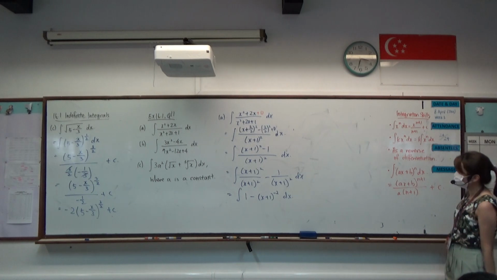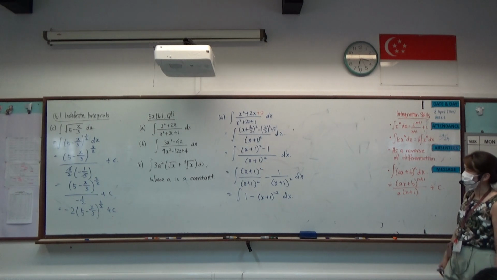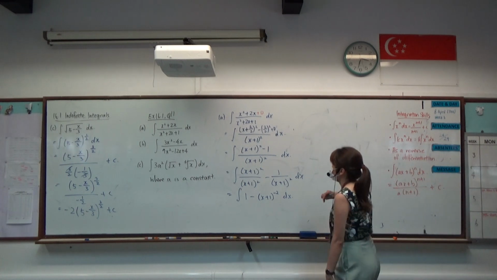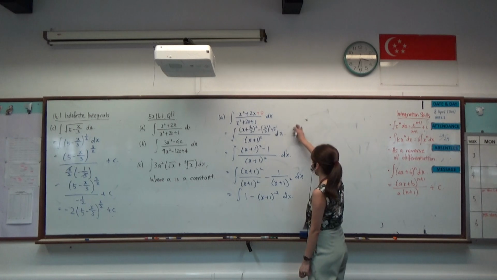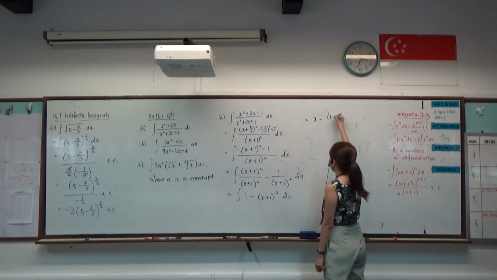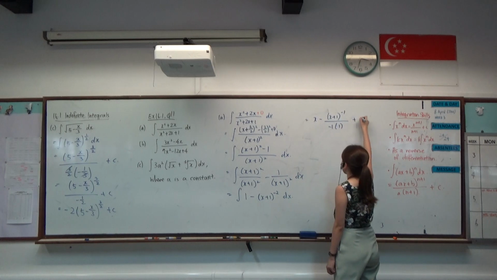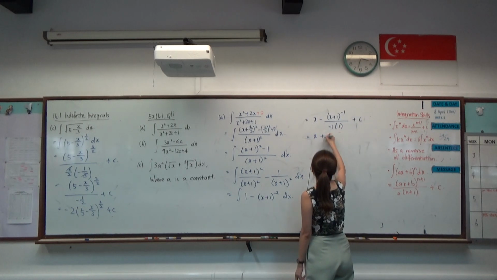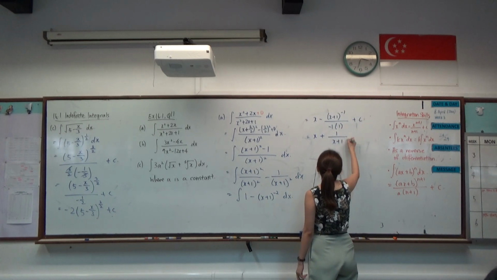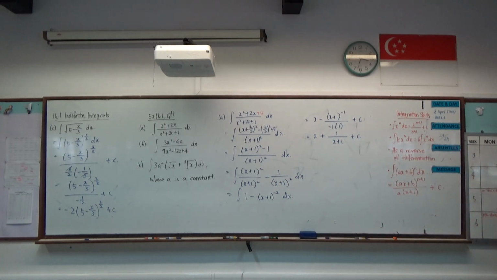Okay, so we get integration of 1 minus (x plus 1) to the power negative 2 dx. Then we will have x minus (x plus 1) to the power negative 1 over negative 1 plus c. So we have x plus 1 over x plus 1 plus c.